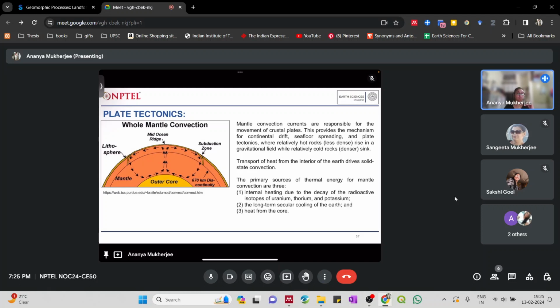So your hot rocks are going to be less dense, okay, and colder rocks are going to be denser. So we know this very common physical phenomenon, that hotter things are less dense and then they float on top, and colder things are denser, liquids for that matter, and they sink down. So a similar rule applies over here.